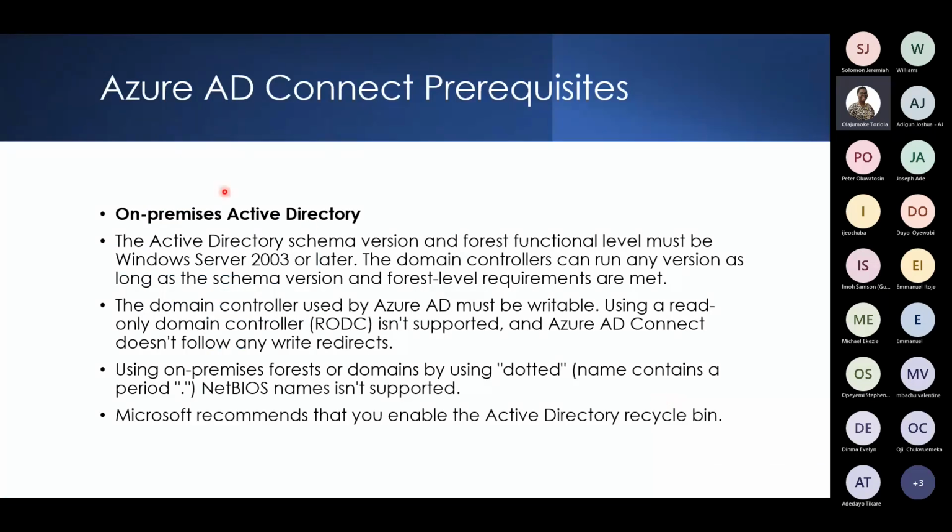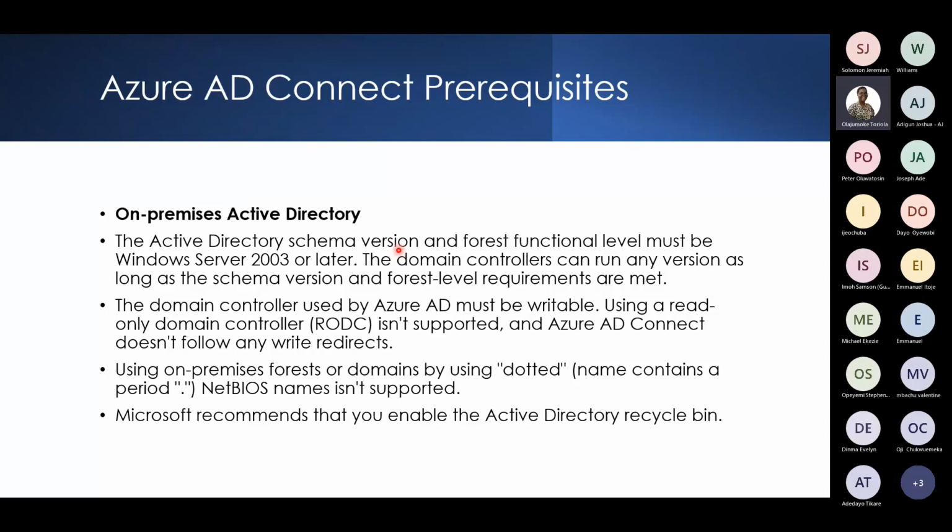Then on-premise Active Directory. On your on-premise Active Directory, yes, we know that we did not do so much on Active Directory Domain Services. That's why I was asking if anybody needs Active Directory 101. Because there is something called schema version, there is something called forest functional level and domain functional level. Yes, but for the Active Directory schema version, it's automatically a number.